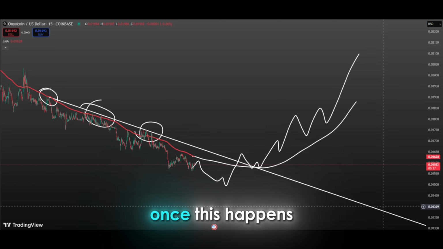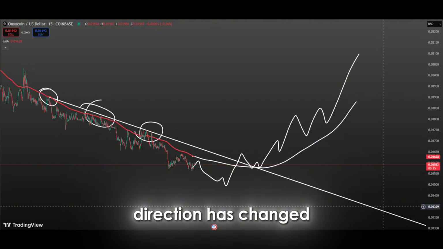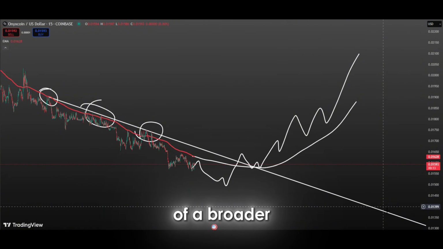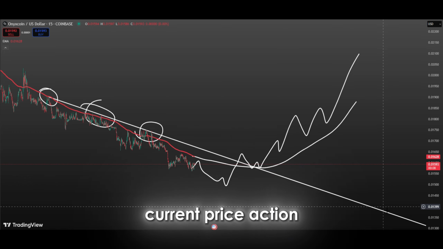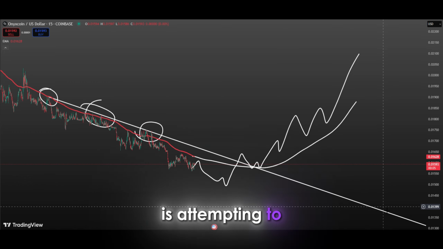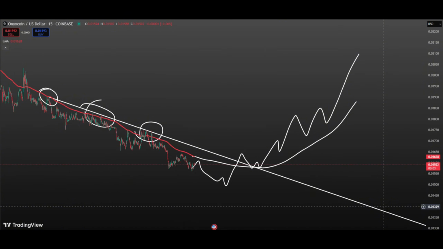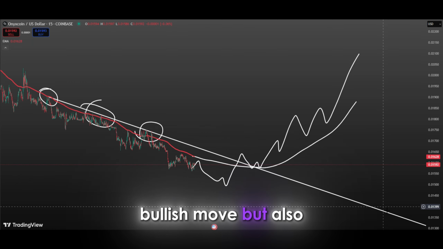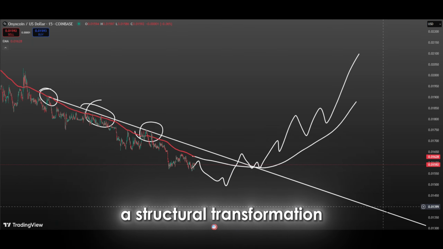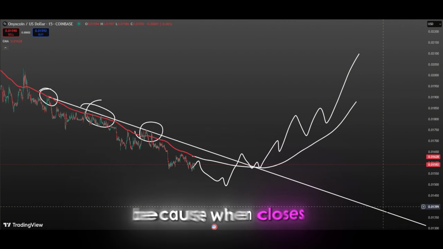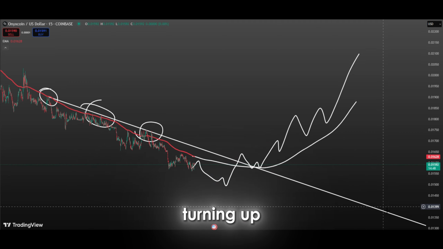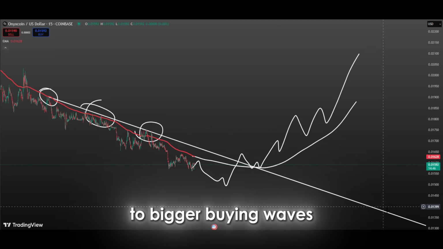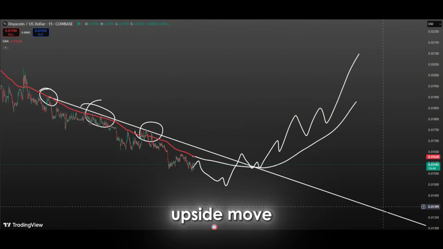Once this happens, there will be stronger signals that the trend direction has changed, and the possibility of a broader market recovery will start to be discussed. Looking at the current price action, we can see that the price is attempting to move closer to the 200 EMA. However, breaking above this level may not only be a short-term bullish move, but also a sign that the market is entering a structural transformation. Because when closes above the 200 EMA start to come, there is now serious technical evidence that the trend is turning up. This could lead to bigger buying waves and the potential for a large upside move.